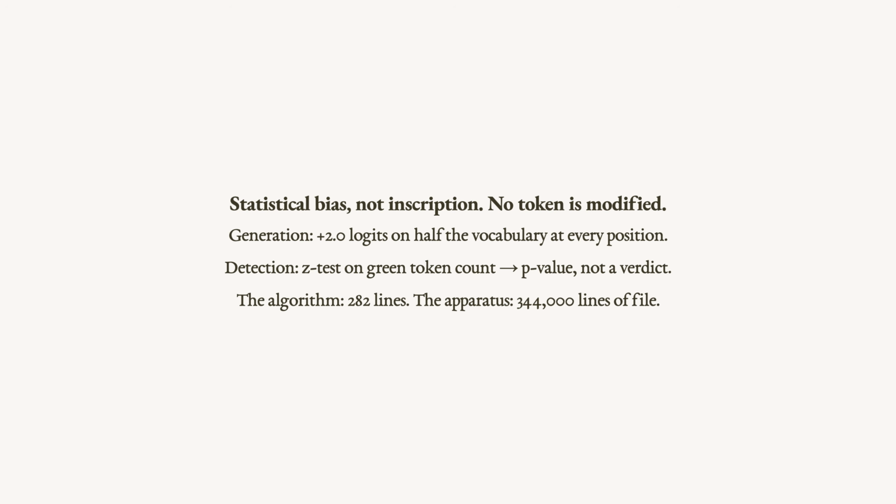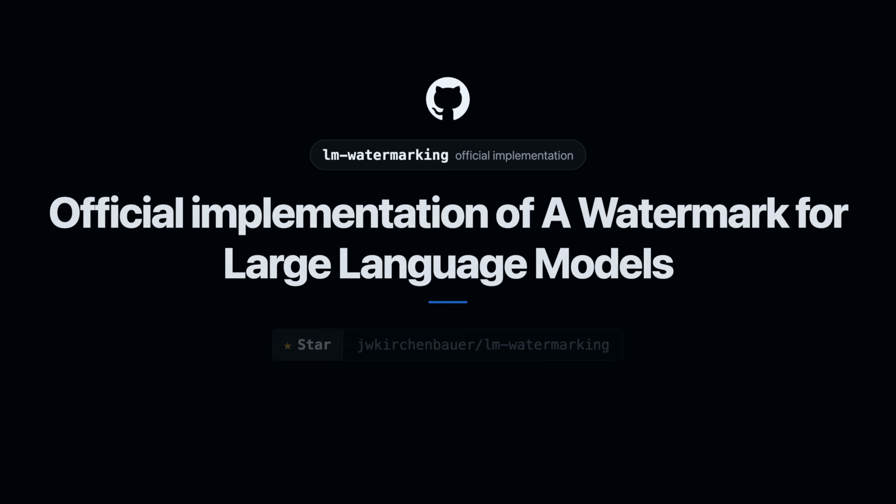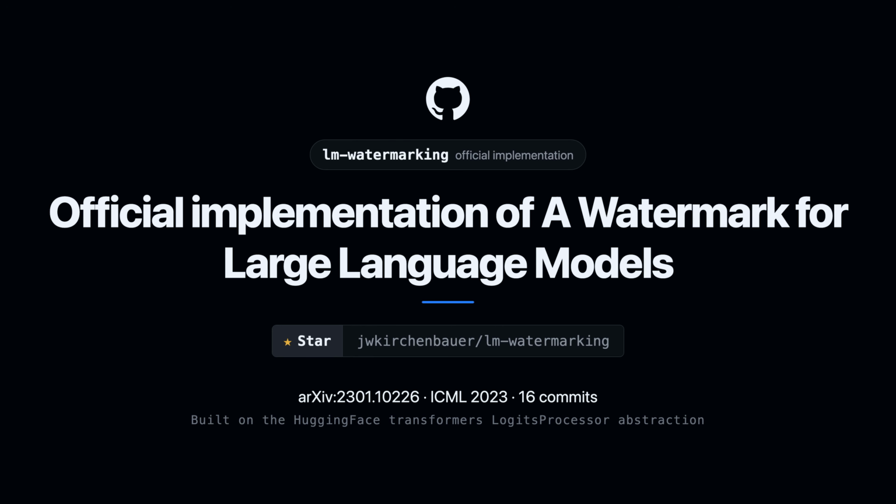The surrounding apparatus is 344,000 lines of file. The detection returns a p-value. A p-value is not a verdict. The word watermark comes from images, where there is a thing in the file you could point at. There is no such thing in the text. Nothing here is embedded.